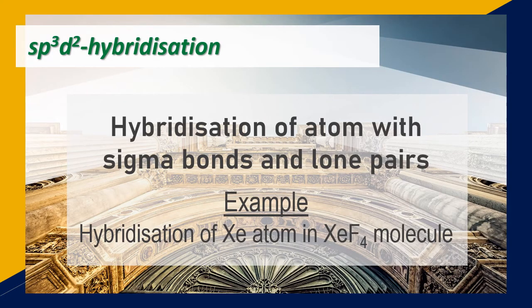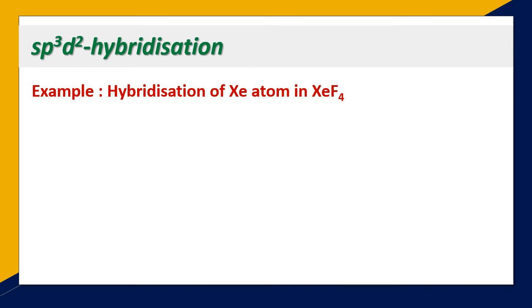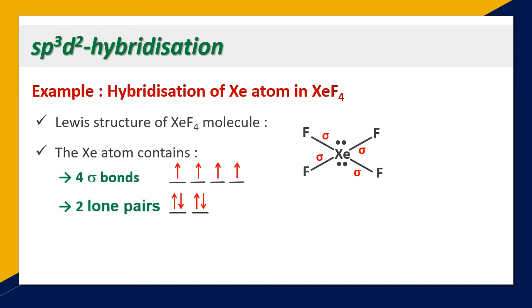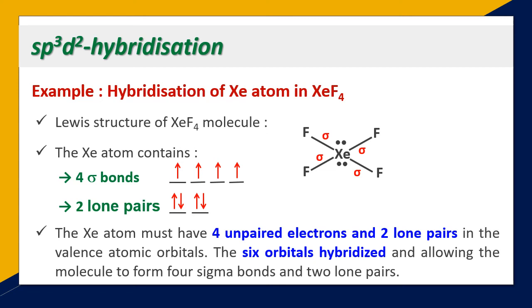Now, let's discuss the hybridization of the xenon atom in the xenon tetrafluoride molecule. First, we need to draw the Lewis structure of the molecule. From the Lewis structure, we can see the xenon atom contains 4 sigma bonds and 2 lone pairs. The xenon atom must have 4 unpaired electrons and 2 lone pairs in the valence atomic orbitals. The 6 orbitals hybridize, allowing the molecule to form 4 sigma bonds and 2 lone pairs.